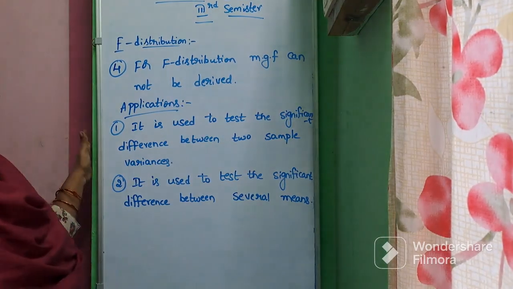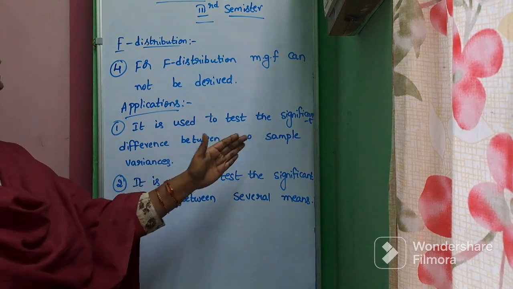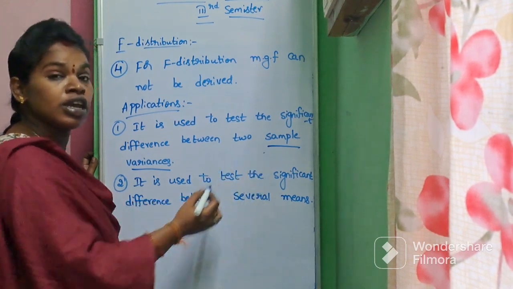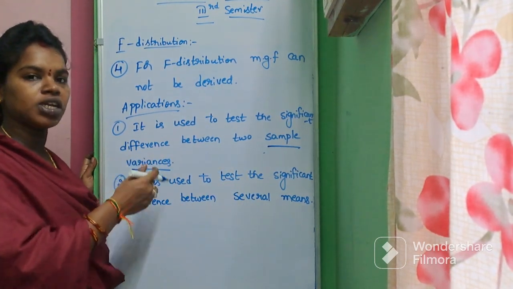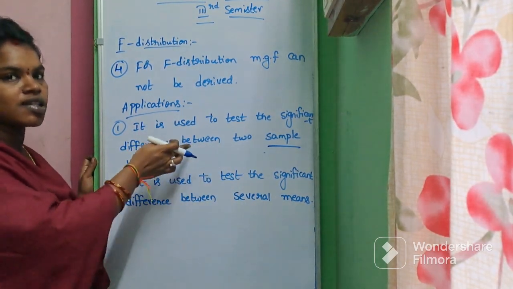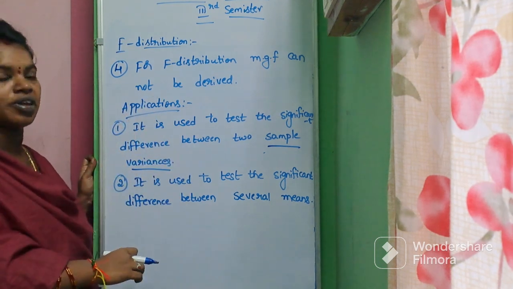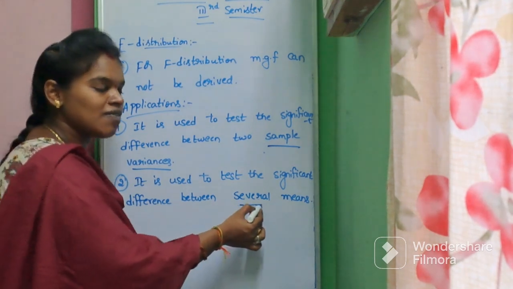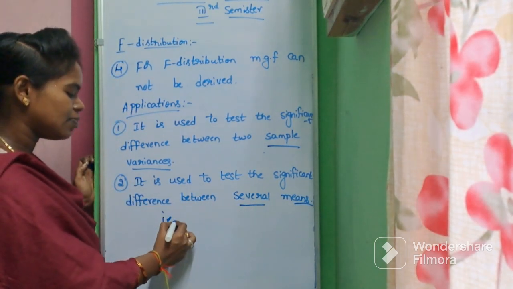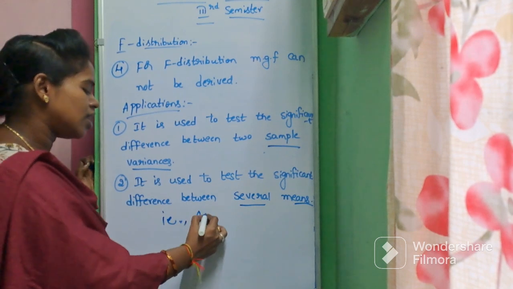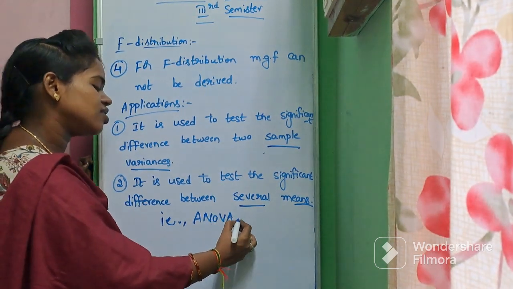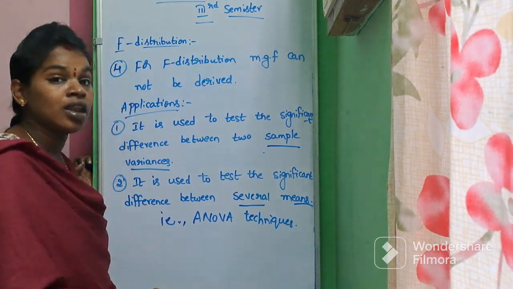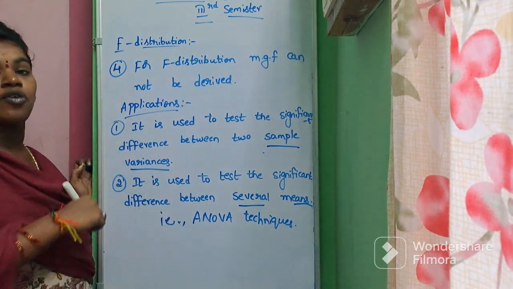Two applications are there. First one is, this one is used to test the significant difference between two sample variances. Here we are taking samples from the population, that sample variances can be tested with this F distribution. And the second one is, it is used to test the significant difference between several means. Several means can be represented like ANOVA technique, analysis of variance. Here we can find out many means from this F distribution.